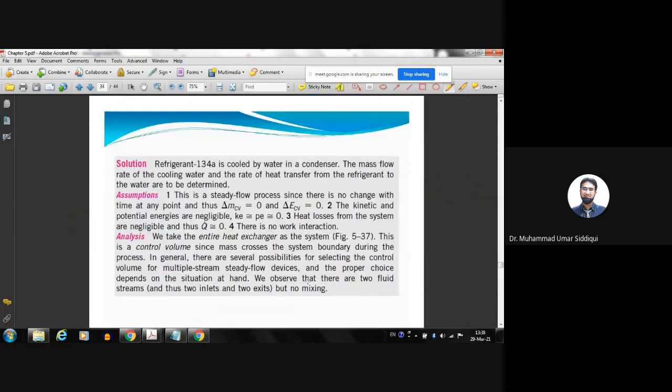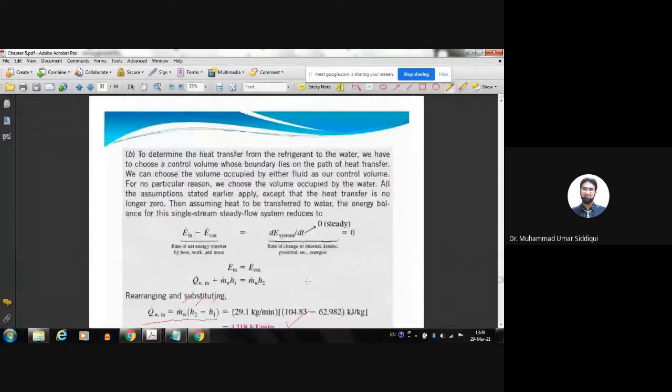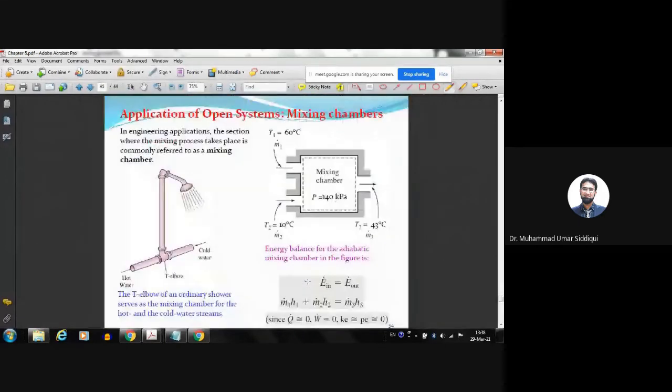Okay, the way we solve for the case of heat exchanger, exactly the same way we are going to solve for the case of mixing chambers. Mixing chamber is basically what? It's like in our homes, in our kitchens, washrooms, you see there is one cold water supply, there is a hot water pipe, and then there is a faucet.